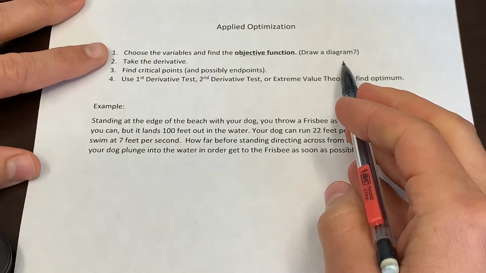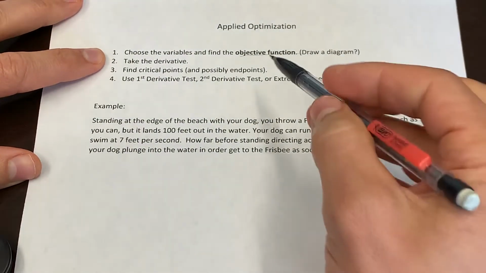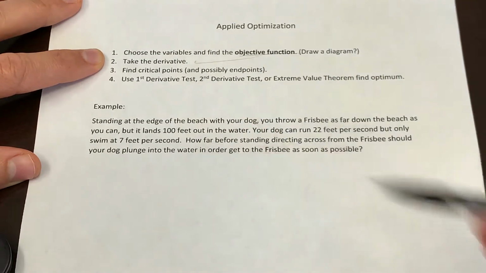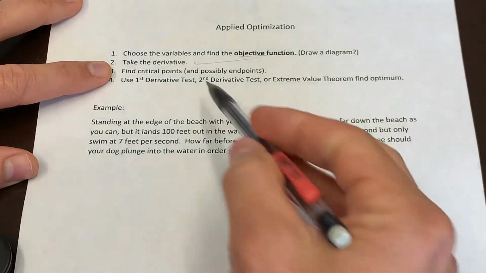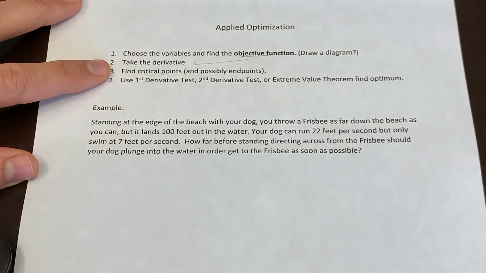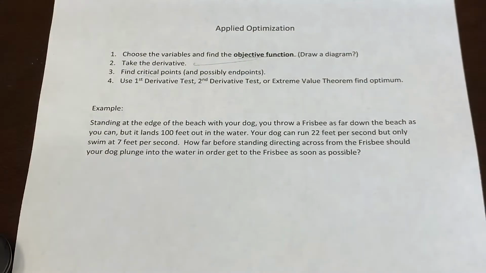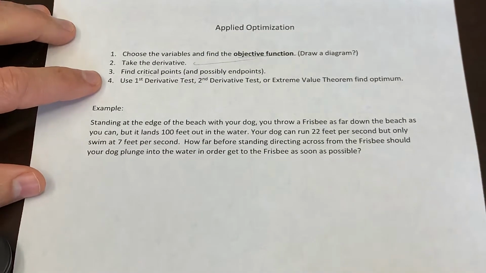That's the thing you're trying to optimize. Often you're going to be drawing a diagram, although not always. The objective function is the thing you're trying to find the minimum of. You're going to be taking the derivative of that, and finding the critical points. That's where the derivative is 0 or undefined. Sometimes there'll be endpoints involved. If the actual variables have boundaries, that's just how it works. You have to deal with those.